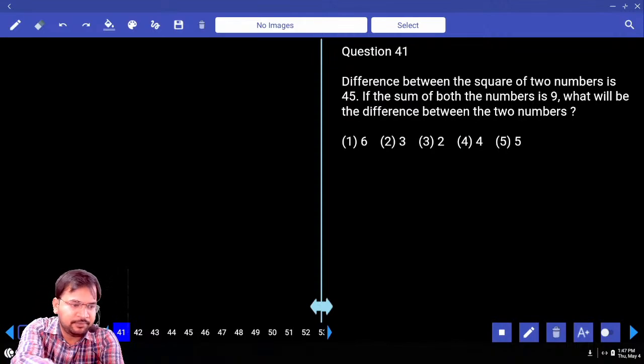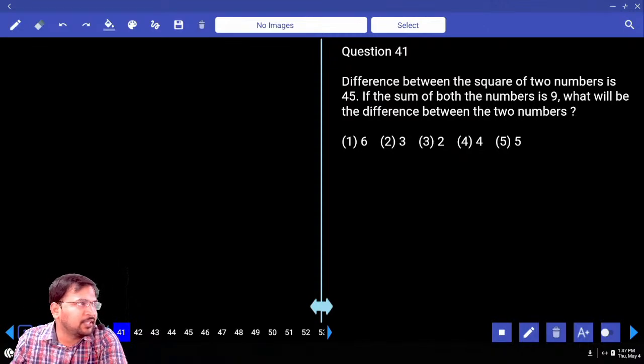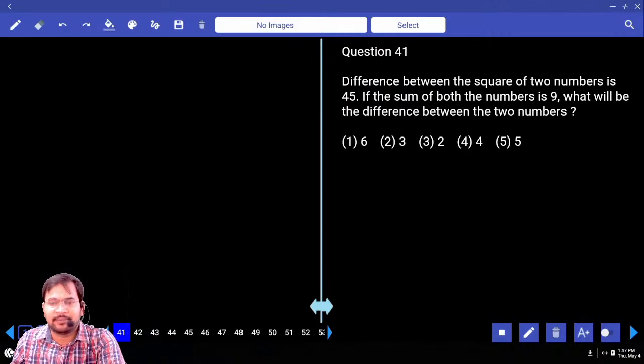So see the first question. Difference between the square of the two numbers is 45. Square of the two numbers is nothing but a square minus b square, which is equal to 45. If the sum of the numbers is 9, then what will be the difference of the numbers? A square minus b square is nothing but a plus b into a minus b, na? So here they have given the sum of the numbers is 9, na? 9 how many times 45? 5 times. Therefore the difference of the numbers is 5.